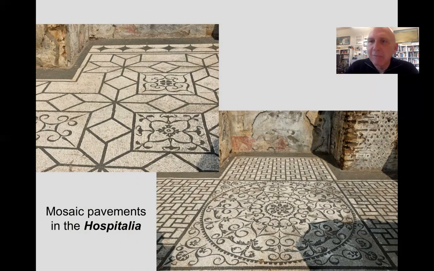And these are the pavements of the hospitalia, so the guest quarters of the palace proper. So again, these are in black and white. They're more abstract, more just simple geometric patterning, but it gives you a sense of how extensive the mosaic work was as a part of the flooring system of the villa itself.